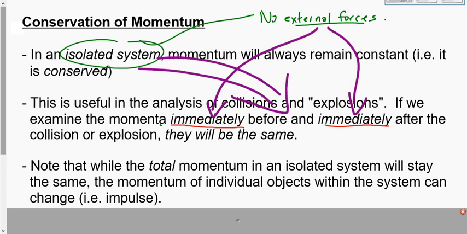And that's what we're focusing on now, the momentum of the system, the total amount of momentum, as opposed to the momentum of each individual object.